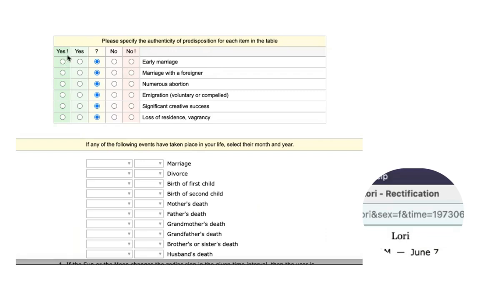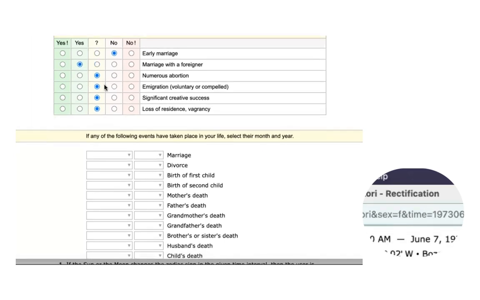And they've got this chart here with yes, definitely, with an exclamation point. Then there's sort of this yes, a little less emphatically. Then there's a question mark, like, not sure. Then there's a no, and then there's a definitely no. So let's make this woman not having an early marriage. Was she married to a foreigner? Oh, sure. Let's say yes.